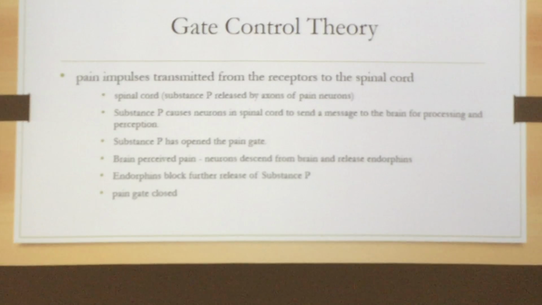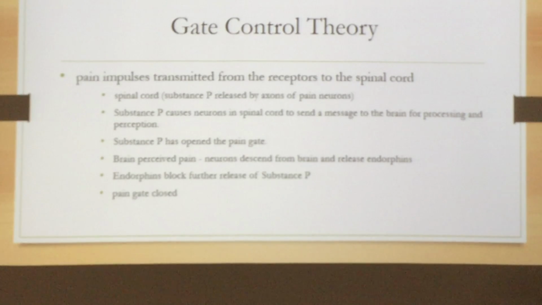The spinal cord then will release a chemical that they call substance P. Substance P causes neurons in the spinal cord to send the message to the brain for processing and the perception of the pain. We say then that substance P has opened the pain gate.